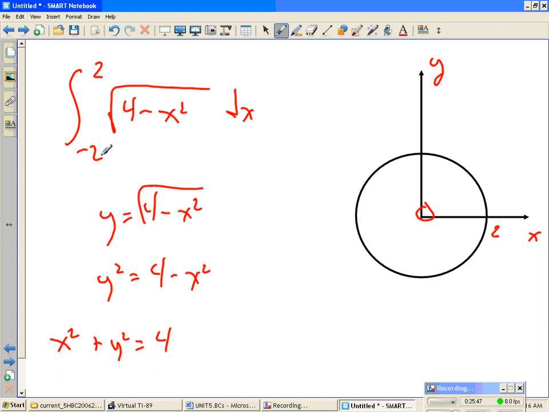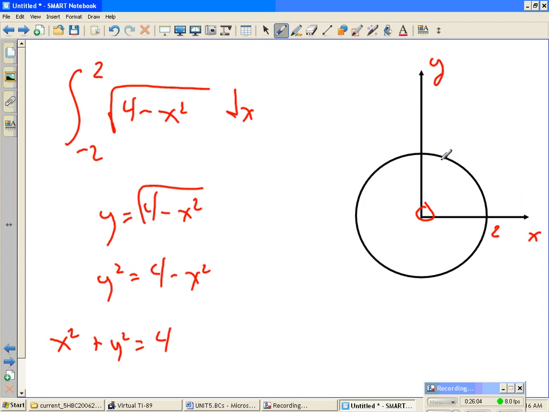So why did they say from -2 to 2? Because they're talking about this whole area bounded by the top half of the circle. Remember, this has to be a continuous differentiable function, right? That we're integrating? Otherwise the antiderivative, or the definite integral, the area may not exist. So we're only talking about this top half here.